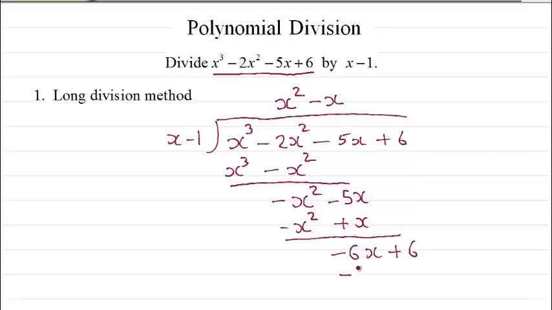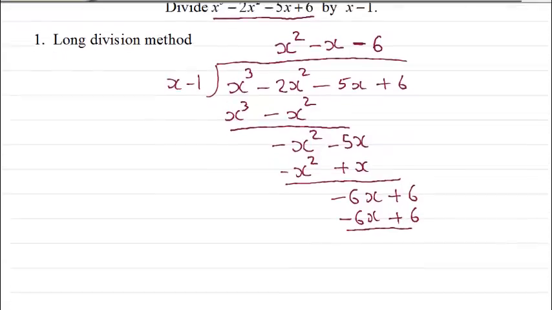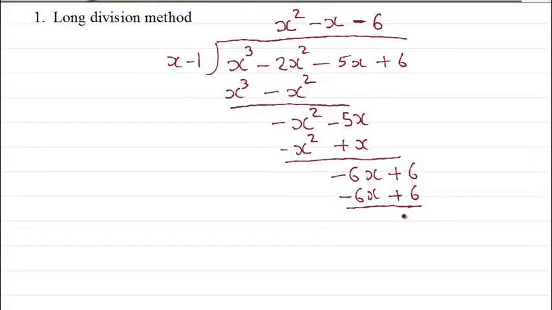So now we're going to eliminate minus 6x. So what we multiply this x by to get minus 6x must be minus 6. So that's the last term of our answer. So minus 6 times minus 1 will give you plus 6. Now we get the remainder equal to 0. So when we divide x cubed minus 2x squared minus 5x plus 6 by x minus 1, our answer is x squared minus x minus 6. So we always write the answer on the top.